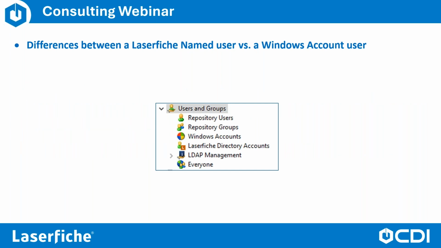All right. Now, the differences between a named user and a Windows account. As you can imagine, they are certainly different. There's sometimes just a few named users. They're really referred to as repository users. Otherwise, a Windows account user would be in the Windows Accounts area in the Users and Groups node in the Laserfiche admin console. We'll take a look at that.